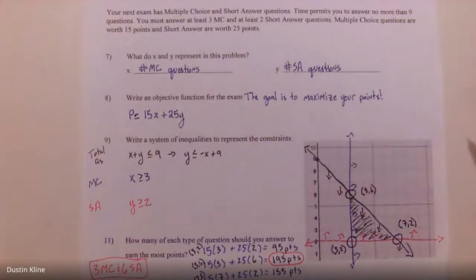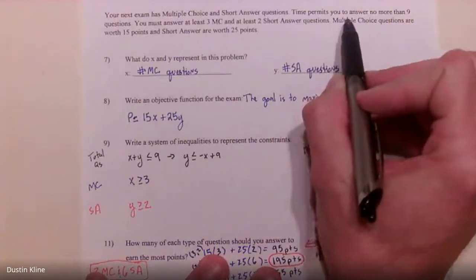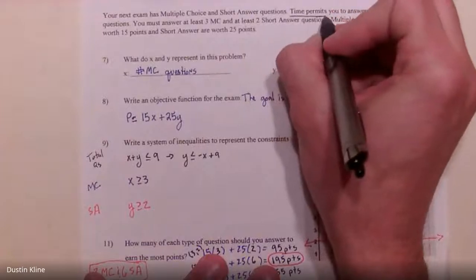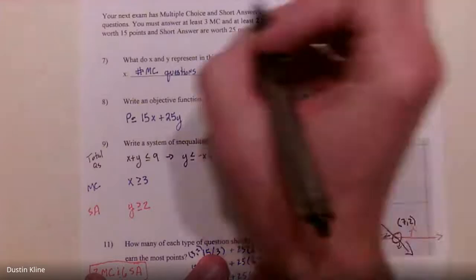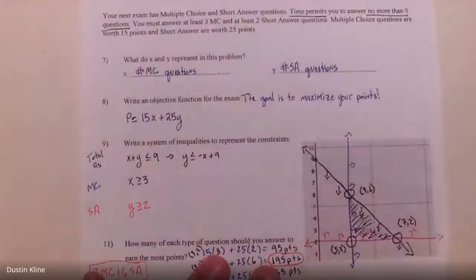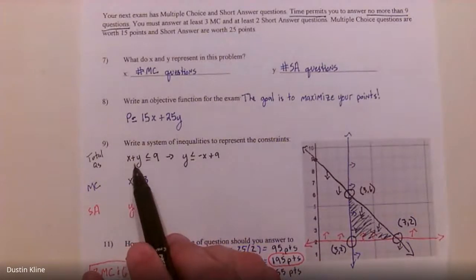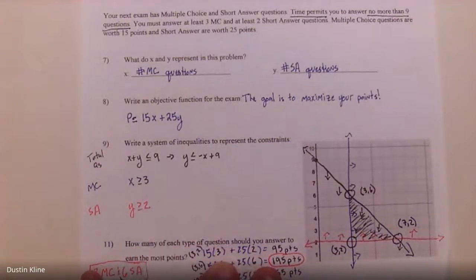And so let's walk in here. The first sentence says, time permits you to answer no more than 9 questions. So we have a restraint here because we will run out of time. And so our restraint is that we can answer no more than 9 questions. So all your multiple choice plus all your short answer can be no more than 9. So X, your multiple choice questions, plus Y, your short answer questions, have to be less than or equal to 9 total questions.